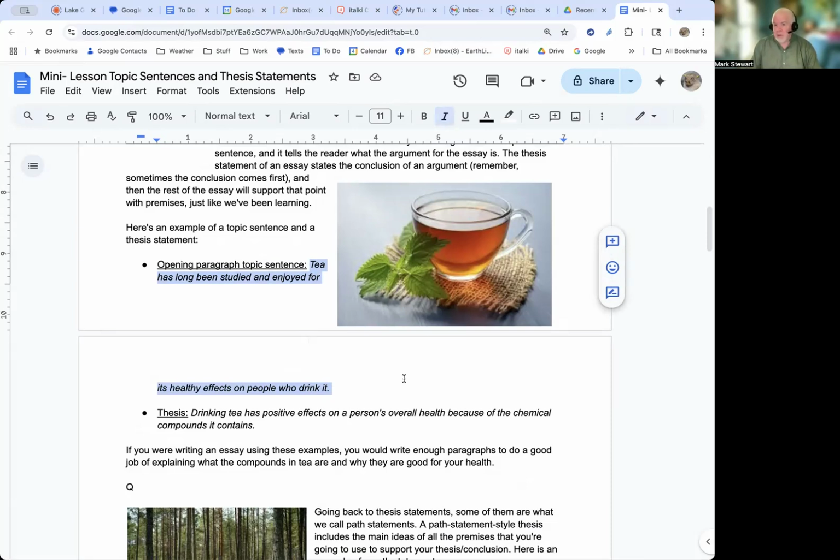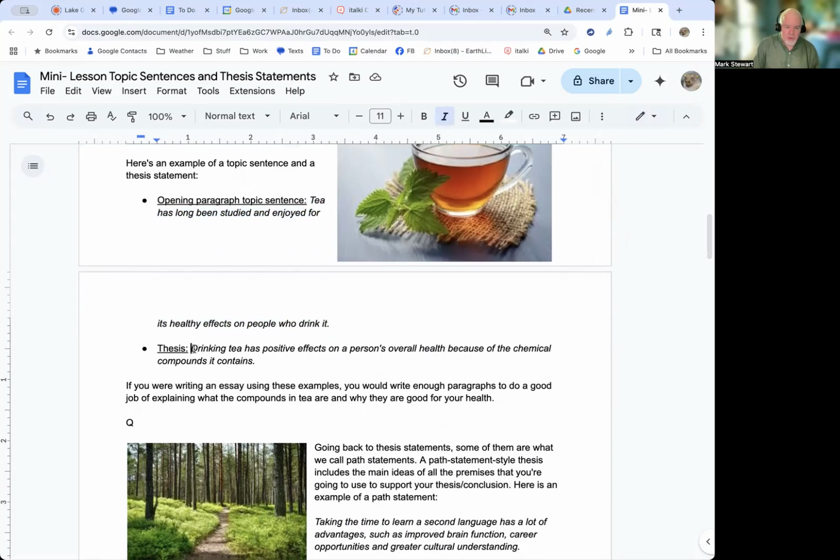I'm going to read about tea and that it's healthy for people, and maybe something about how or why it's healthy. Then the thesis would be drinking tea has positive effects on a person's overall health because of the chemical compounds it contains. And that "because" is really important. I'm not going to tell you that every thesis statement has to have that word in it, but that helps you focus because if you're writing "because," that's your support. That's at least one premise, right? And you'll see that again as we continue.